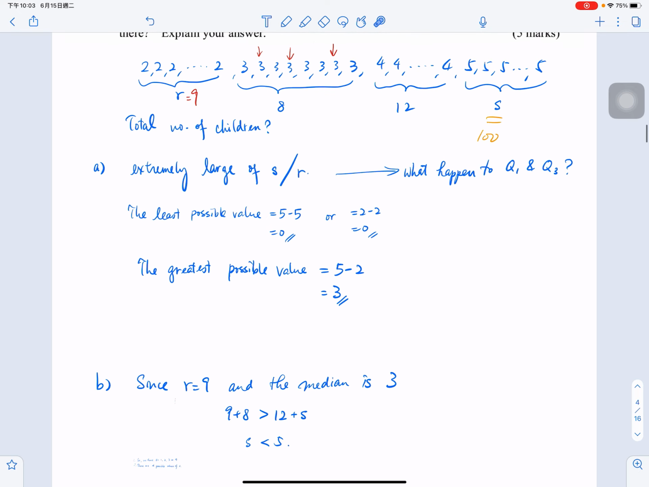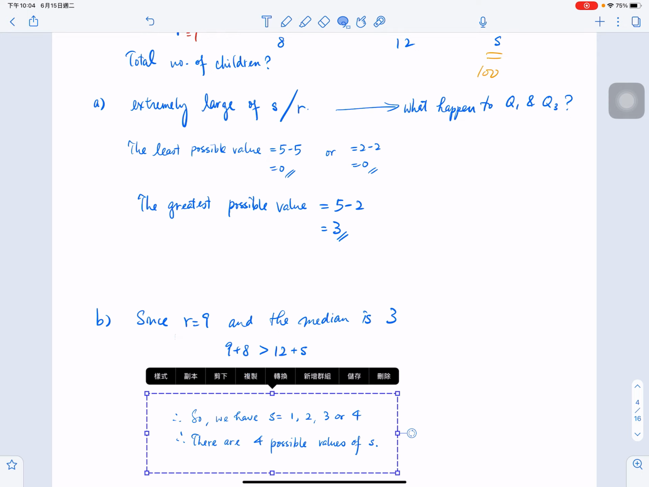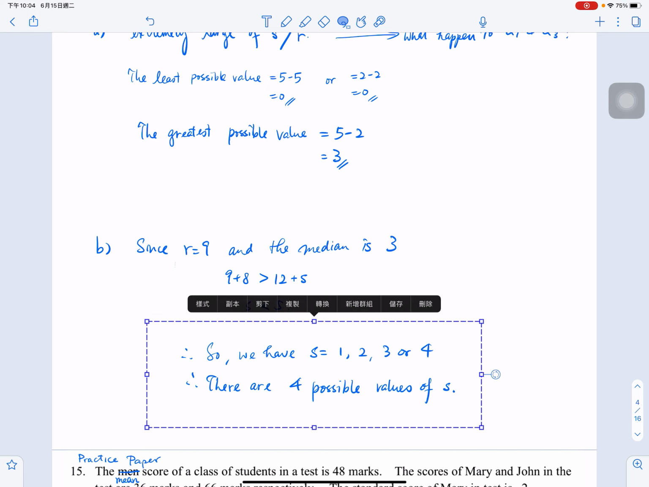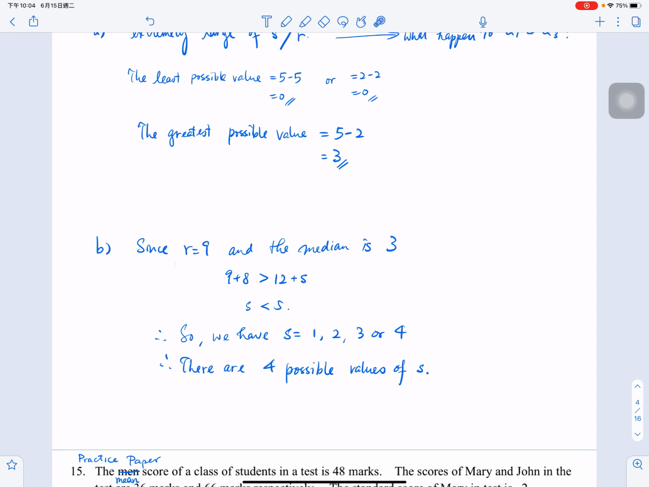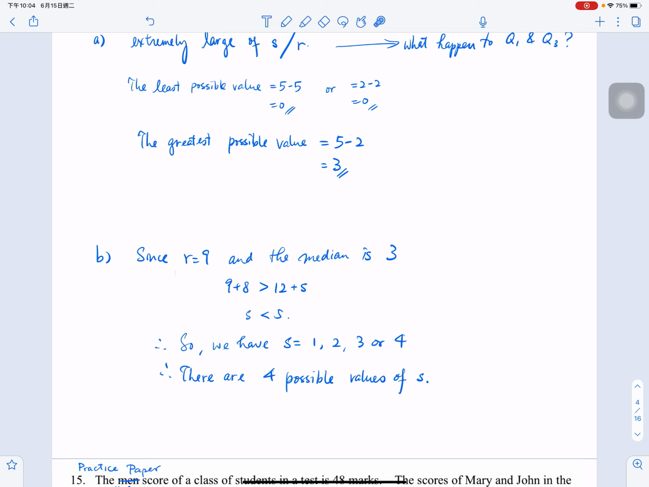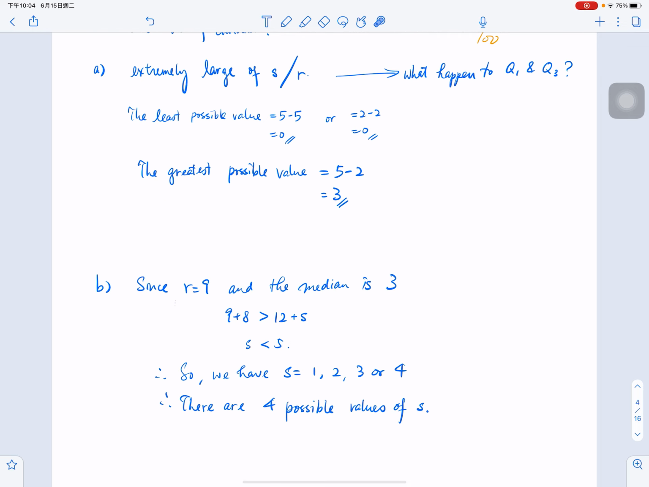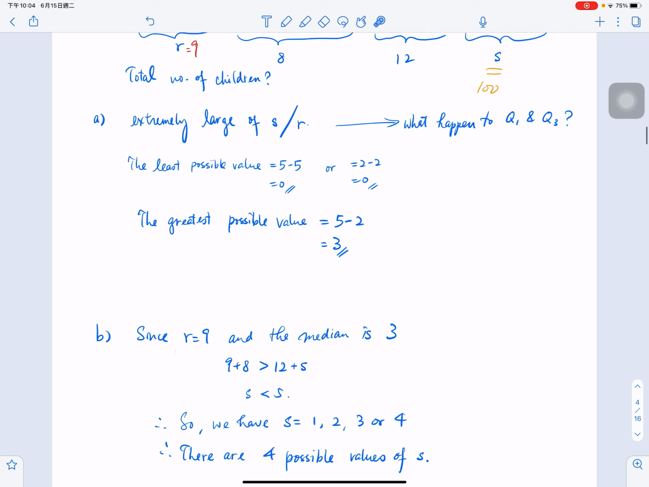If S is smaller than 5, then what are those values? Do you know? So S equals 1, 2, 3, 4. How about 0? Can S be 0? The answer is no, because R and S are positive numbers, that means not including 0. So only 1, 2, 3, 4. As a result, how many possible values of S? There are 4 possible values of S. Okay, this is the answer.